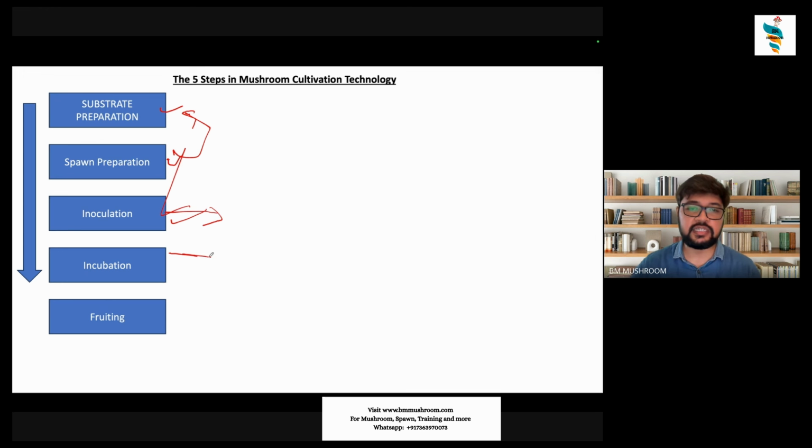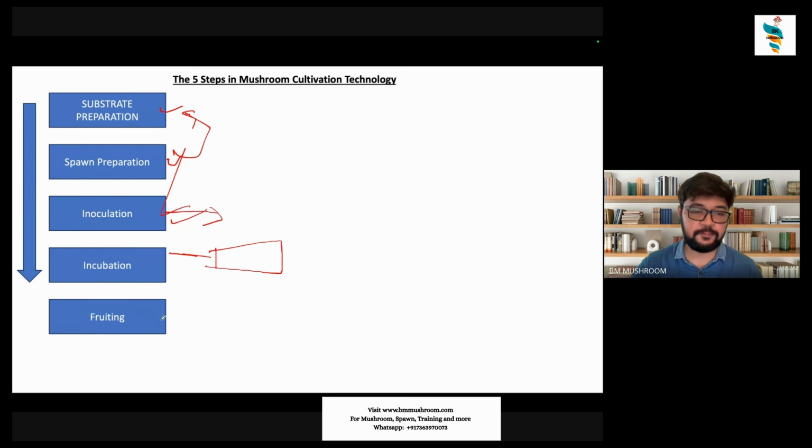And in the incubation stage, we keep the inoculated substrate in a place which is suitable for incubation. During that time, the mycelium actually takes hold of the substrate and runs completely, and the bag will become white, populated with the colony of the mycelium which we were trying to grow.